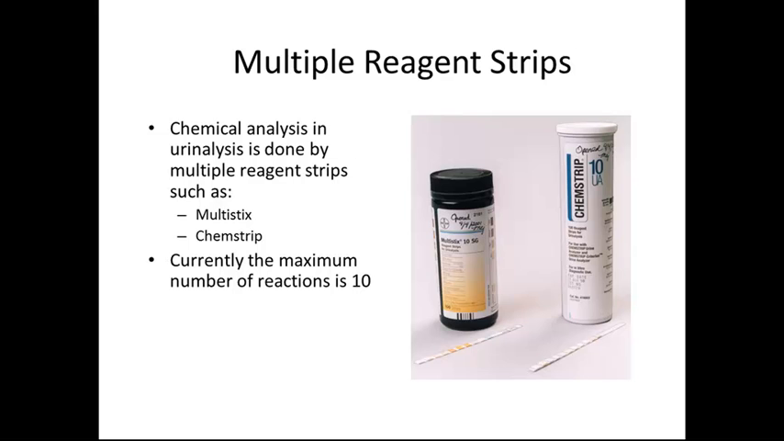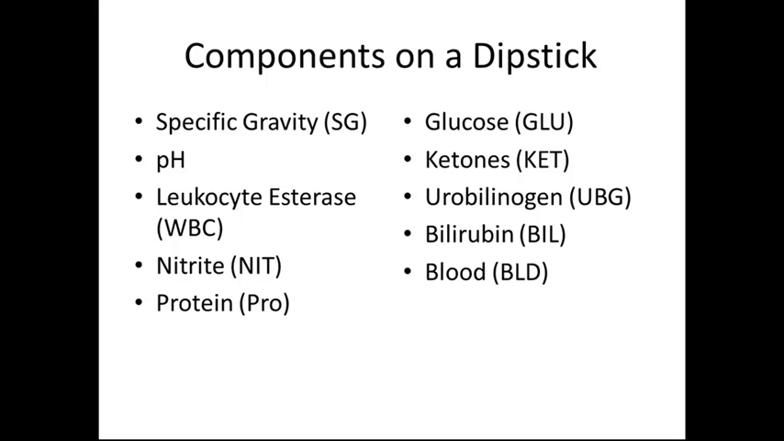There is currently a maximum of 10 reactions on the strip, so there are 10 different reactions that occur. 10 different pads is the maximum that these strips can hold. You will not need to know the reagents that each pad contains, but you will need to know what each pad is testing for. So the components of the dipstick: specific gravity is one of them, and that tells us how concentrated our urine is.